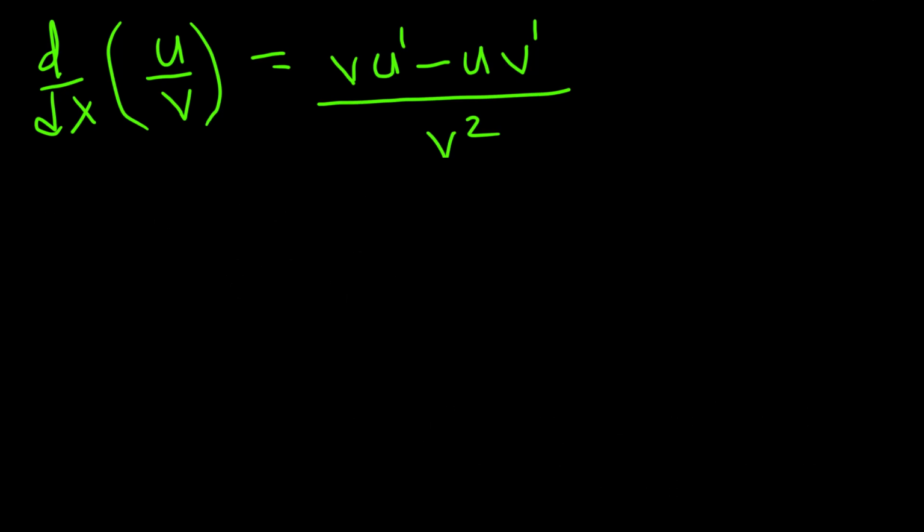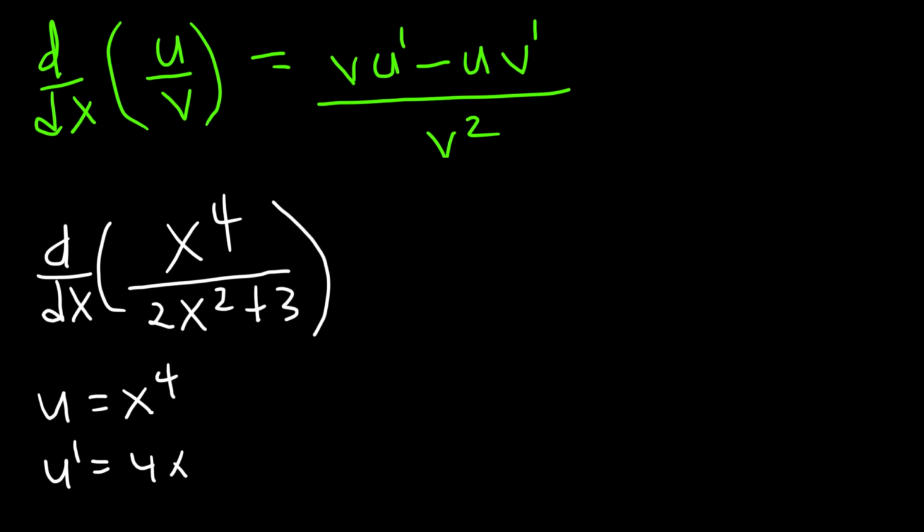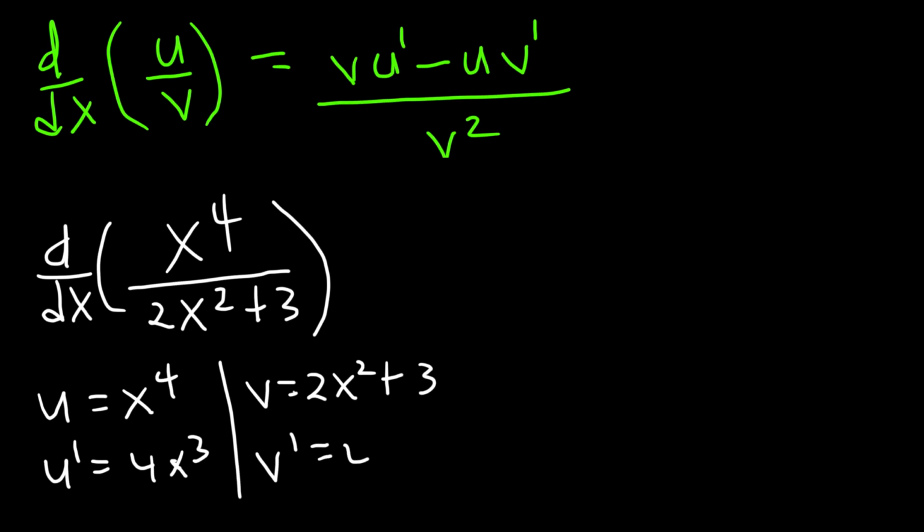Try out another one. Let's find the derivative of x to the power of 4 divided by 2x to the power of 2 plus 3 using the quotient rule. In this case, our u will be equal to x to the power of 4, and therefore u prime will be equal to the derivative of x to the power of 4, which is 4x to the power of 3. And then v will be equal to 2x to the power of 2 plus 3. If we differentiate this, v prime will be equal to the derivative of 2x to the power of 2, which is 4x, and then the derivative of 3 is 0.